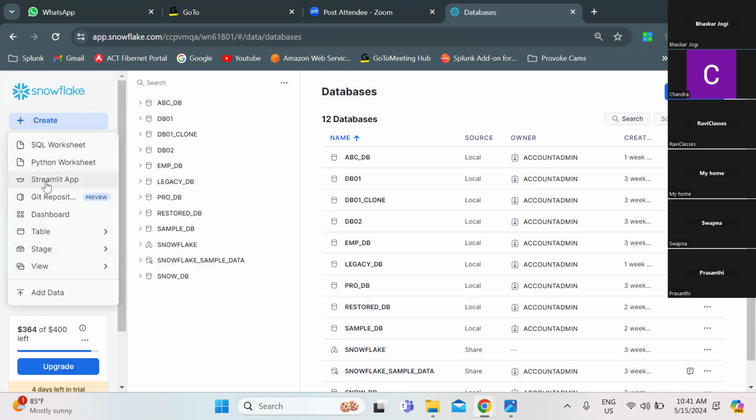This one already came previously, not much used, but Git repository, no problem. I will show you, don't worry about it. Dashboards, I will show you. SQL worksheet, Python worksheet, views, everything I will show you. Don't worry about it. Okay.